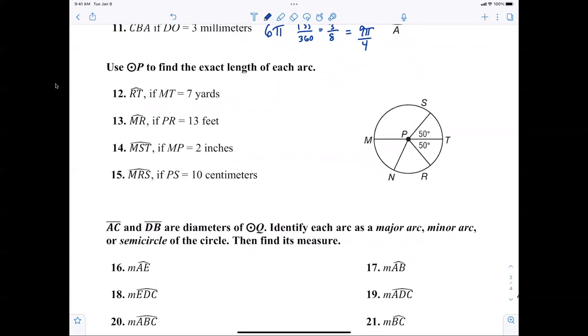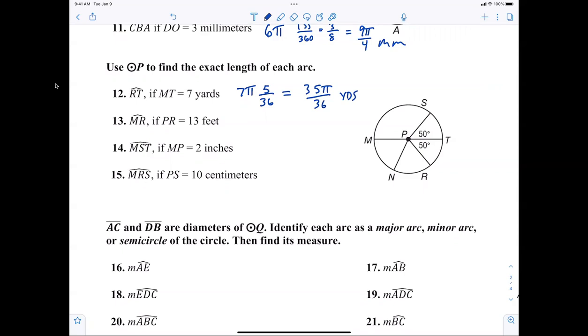MT is what? So the circumference would be 7 pi, and then RT is 50 out of 360, right? So I'm just going to write 5 over 36. That was pretty easy, right? And now I'm just telling you the final answer is 35 pi over 36 yards. I don't think that's hard. Anybody have any issues? Easy, right? It's simple. All right, so let's practice 13.